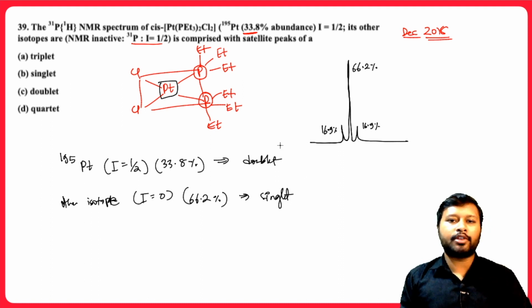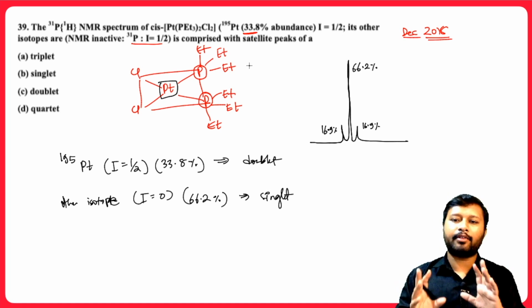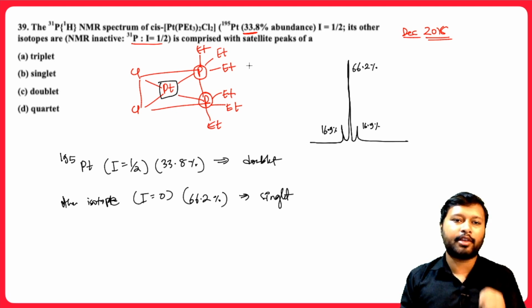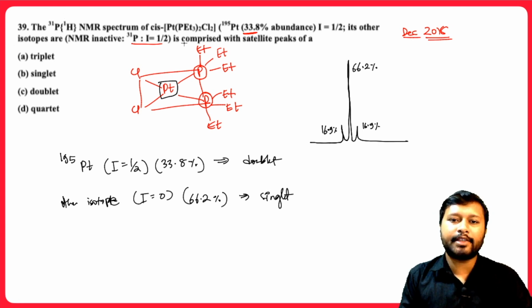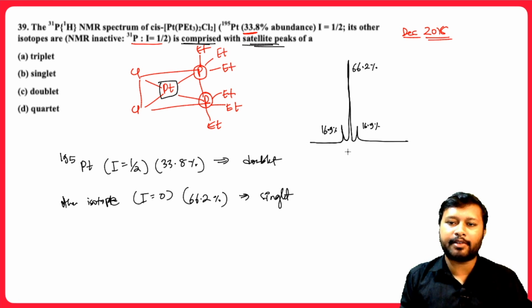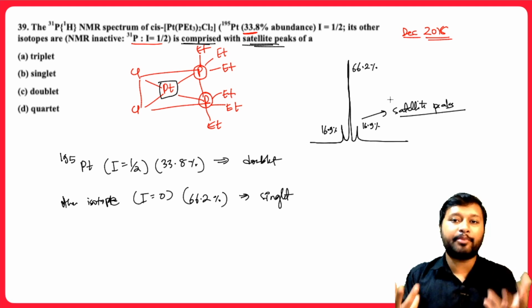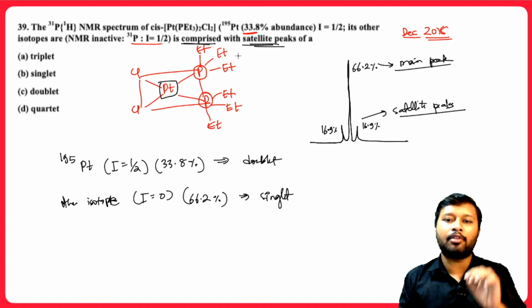So now the question was, it is comprised with the satellite peak of. Now here is something which they have made to confuse you, because many of the people just understood this much and just ticked option A. It's not going to be done like that. See, it says it is comprised with the satellite peak of. Whose satellite peaks are these? These are satellite peaks of this main peak. So they are basically asking about the main peak here.